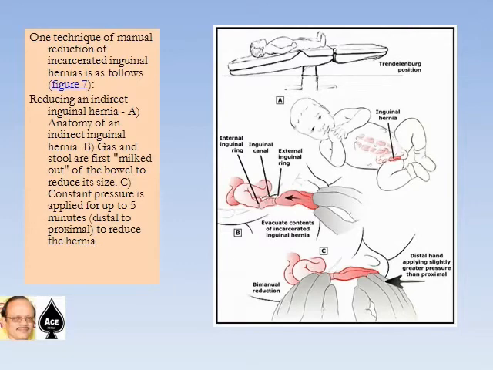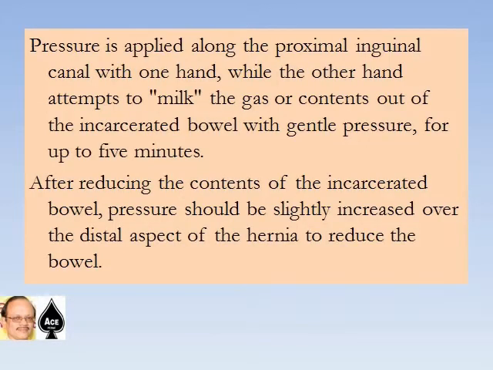And in C, constant pressure is applied for up to 5 minutes from distal to proximal to reduce the hernia. That shows the bimanual reduction. The two hands and fingers of the surgeon are shown, the distal hand applying slightly greater pressure than the proximal hand. So that shows the manual reduction of incarcerated inguinal hernia. The picture is self-explanatory.